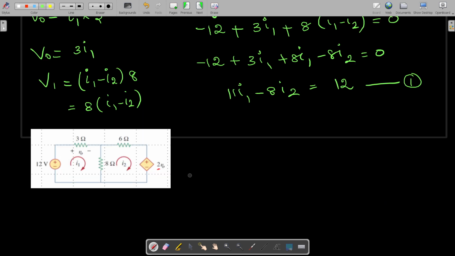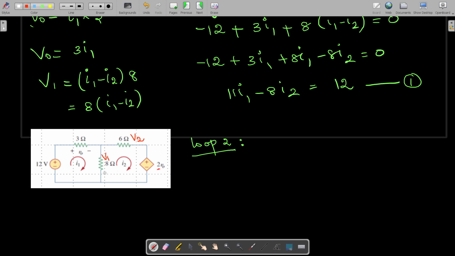So now we'll be forming loop 2. So we understand that this is loop 2 for which we are going to write the equation. As usual, we start from here. This loop starts here and it travels through this path, then this path, and it ends here. And we'll mark the corresponding voltages for this. Let me take the voltage across this 8 ohm resistance as V1 and this is V2.